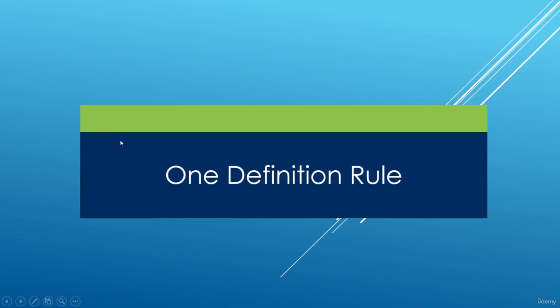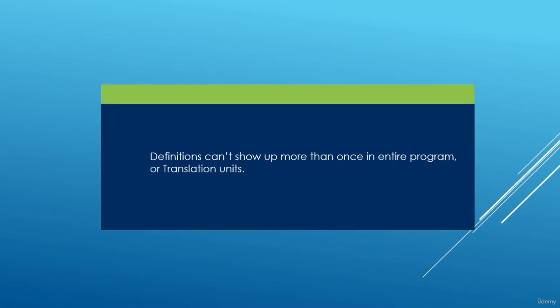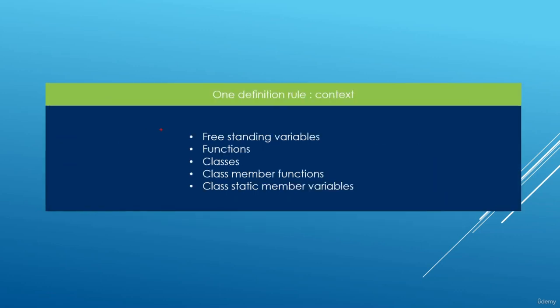In this lecture, we're going to learn about the one definition rule. This is a rule that says definitions can't show up more than once in your entire C++ program, or in some cases, a definition can show up more than once in a translation unit. We are going to look at the one definition rule in the context of freestanding variables, functions, classes, member functions, and static members in our classes.